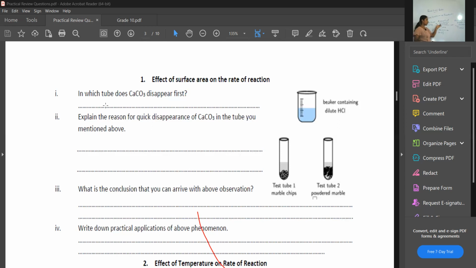So we can use one of those two methods to calculate the reaction rate, and there we have to keep one factor constant and measure the other one. Then we can substitute the values and get an answer for the reaction rate. So that is how we can calculate the reaction rate.